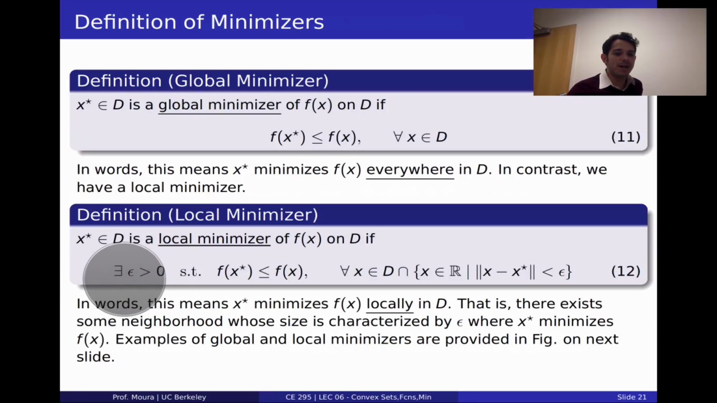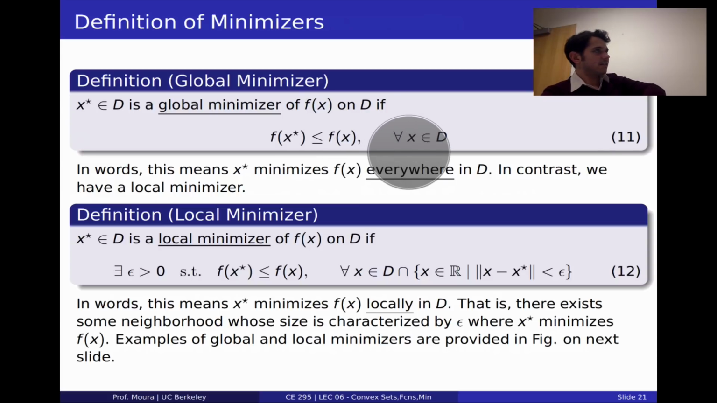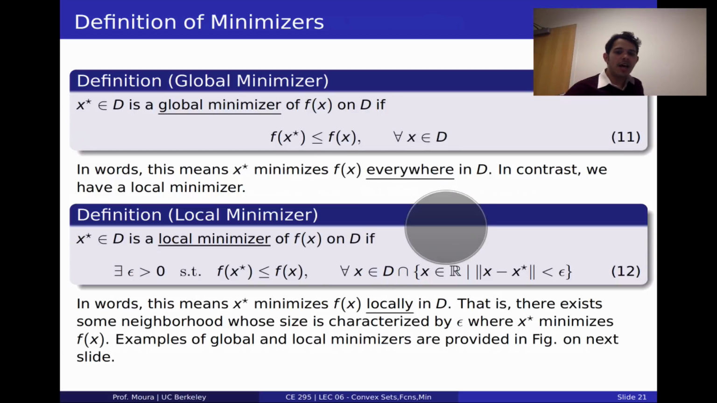We're going to consider there exists, this backwards E means there exists in mathematical language, there exists epsilon, which is some positive scalar, some small positive scalar, where I need to show that f of x star is less than or equal to f of x, where x, I'm not going to check for all the x's in D. I'm going to check only in some local neighborhood.